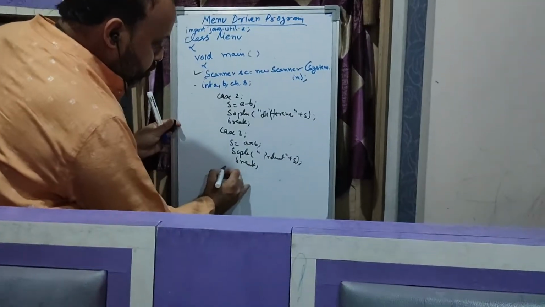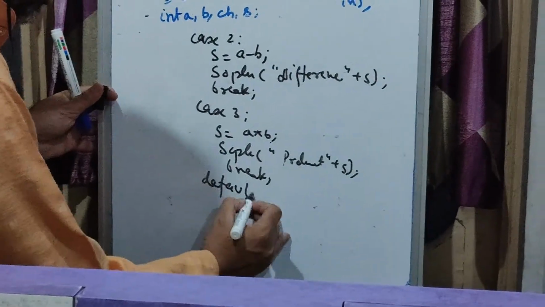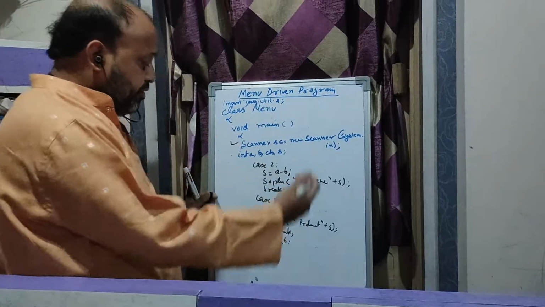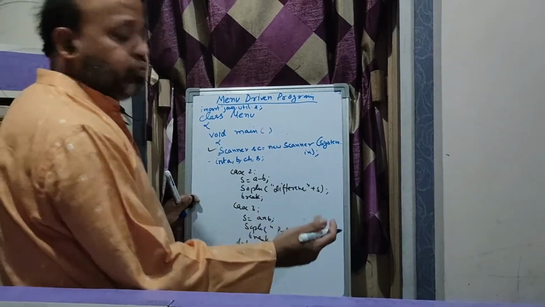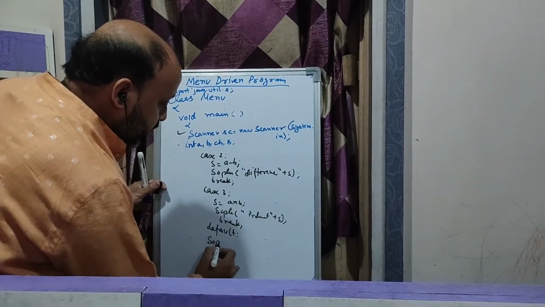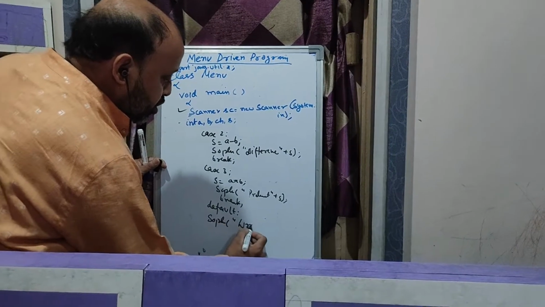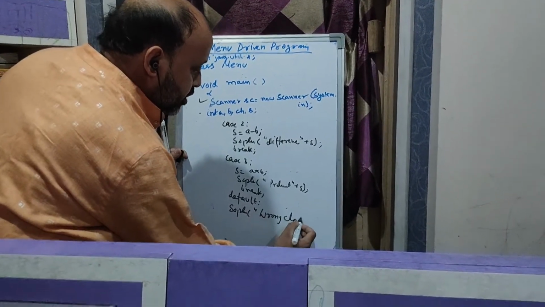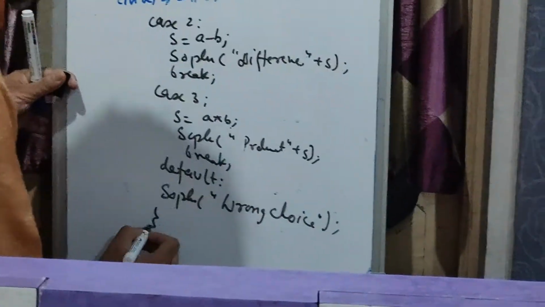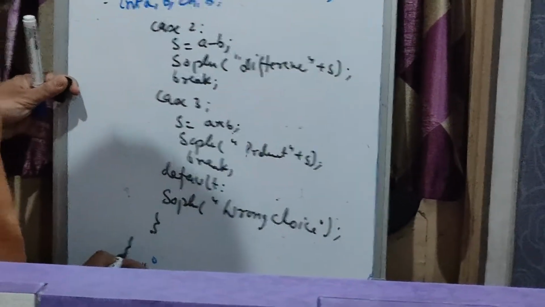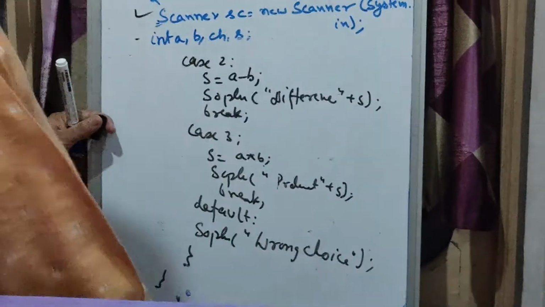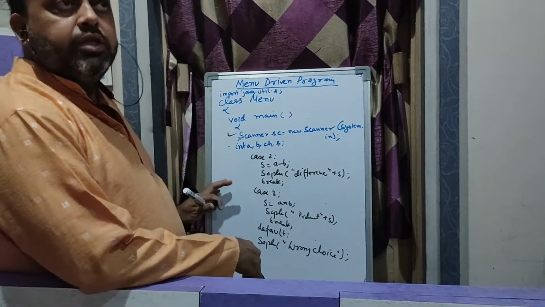And finally, you should have one default. Now why default is needed? Suppose your choice is 1, 2, 3. If anybody enters other than values 1, 2, 3, default will be executed. You can print here wrong choice or wrong information. This switch ends, method and class. I hope this is clear.